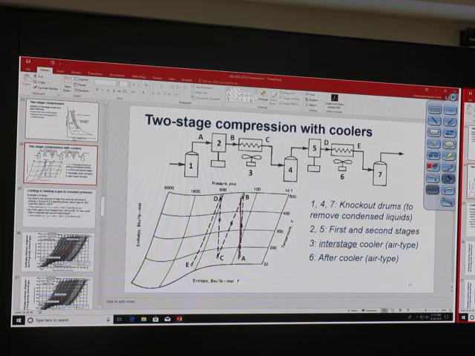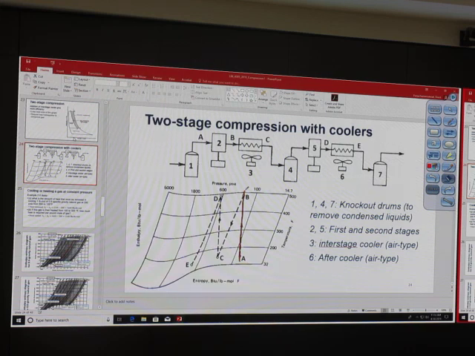So A to B, is it compression? So A to B, we have compression, right? A to B has compression. When we have compression, do we need this to be constant what?